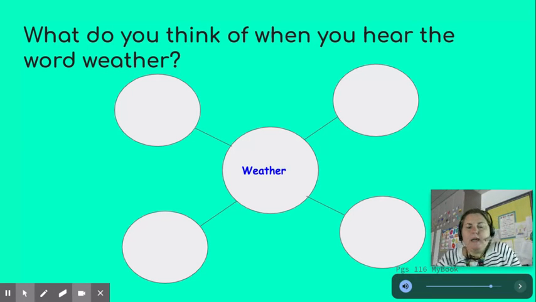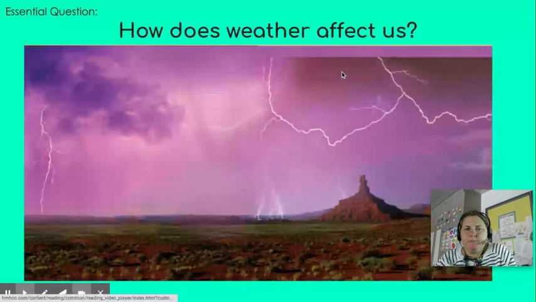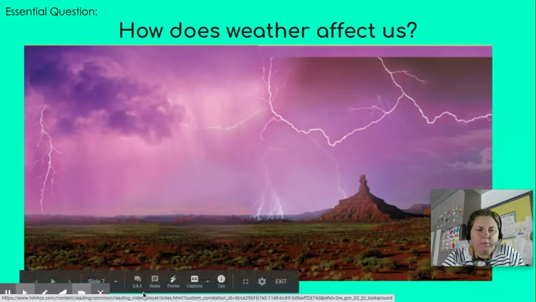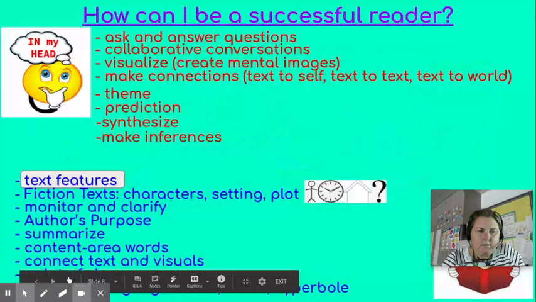Okay, I heard things like thunderstorm, rain, sunny, warm, tornado. Those are all weather words. Okay, how does weather affect us? We're going to talk about that today. All right, let me get to the next slide.